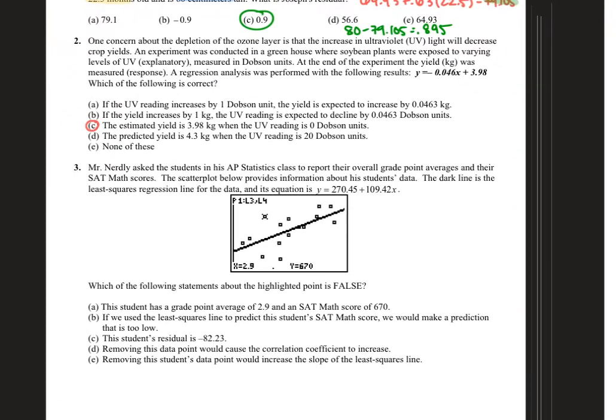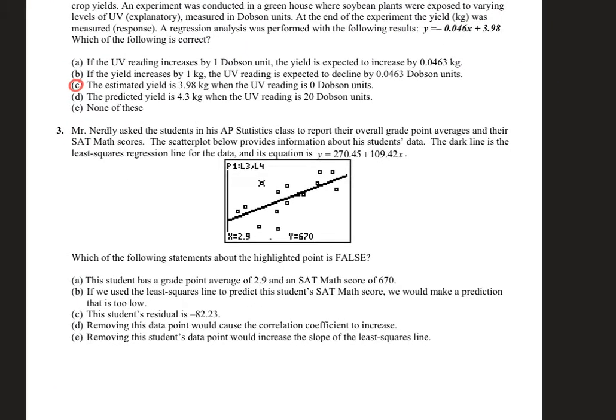All right, number 3, it gives us a graph. It gives us an equation. It's asking which of the following statements about the highlighted point is false. So A says the student has a grade point, and we're looking at the highlighted point here. It says this student has a grade point average of 2.9 and an SAT math score of 70, and that's true because we can see that here, x and y.